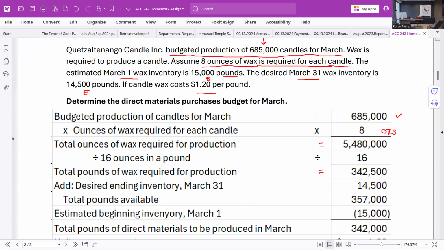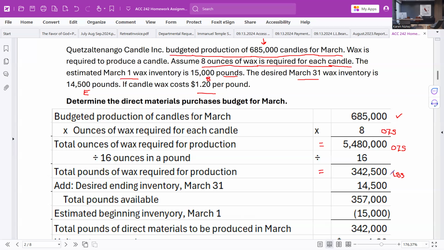342,500 pounds are needed for production. So we've just converted again to a common denominator, pounds, because that's what we have in inventory and that's what we're going to buy. We're going to buy wax in pounds. So we multiply the 8 ounces times the number of candles we plan to produce to get the total ounces. And then we take those ounces and we divide by 16. And now we know we need 342,500 pounds of wax for production.